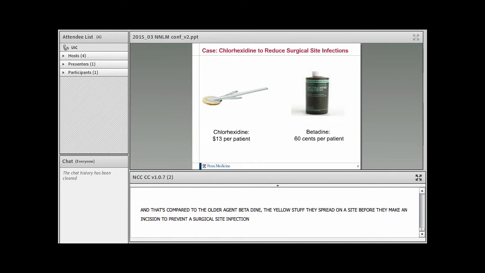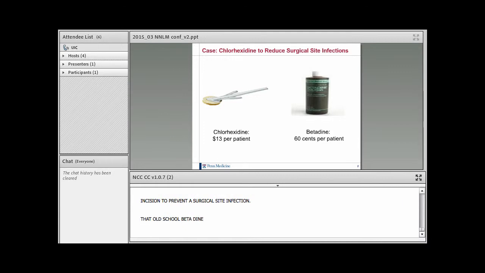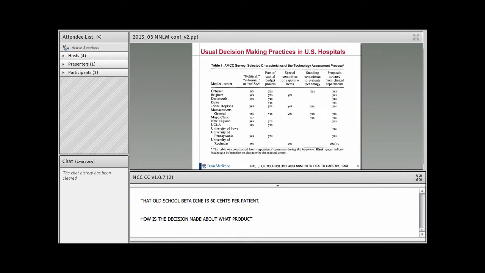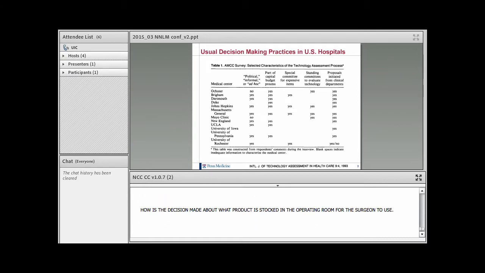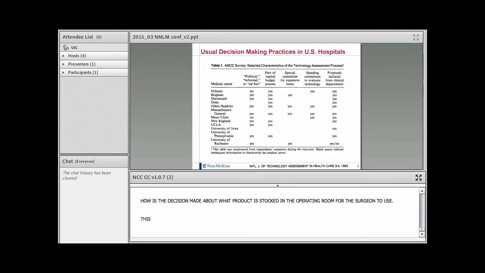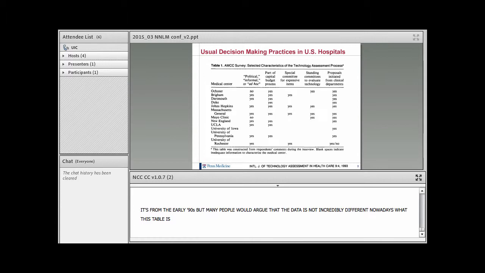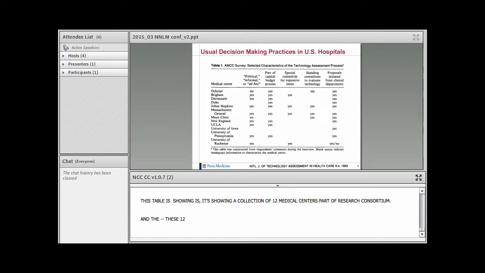So the question is, how is the decision made about what product is stocked in the operating room for the surgeon to use? The data that I'm presenting here is actually a bit old. It's from the early 90s, but many people would argue that the data is not incredibly different nowadays. This table is showing a collection of about 12 medical centers that were part of a research consortium. These 12 medical centers were administered a survey about how the institutions make decisions about what supplies and what technologies to invest in and purchase for their healthcare systems.